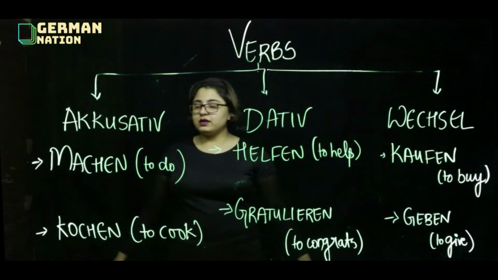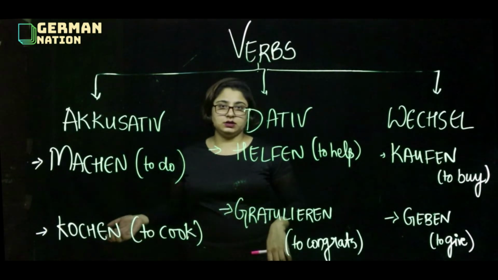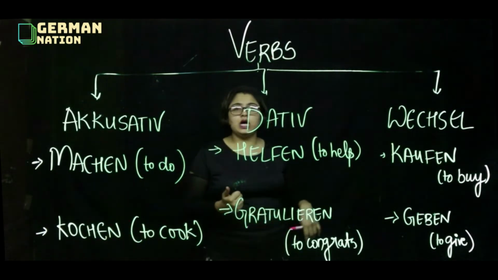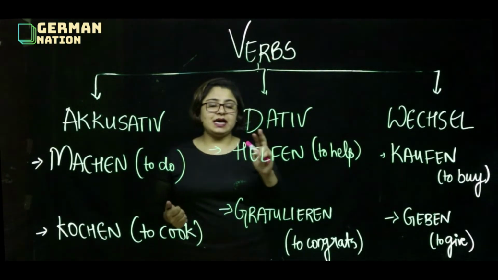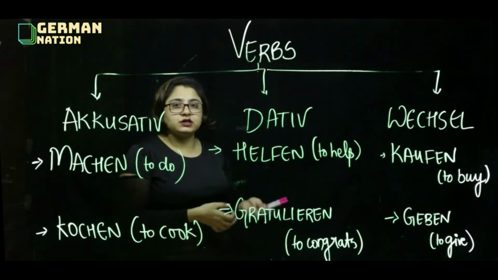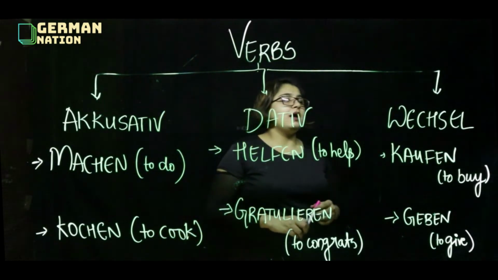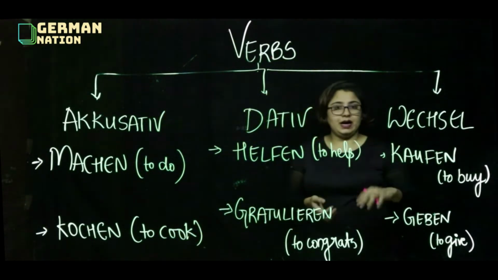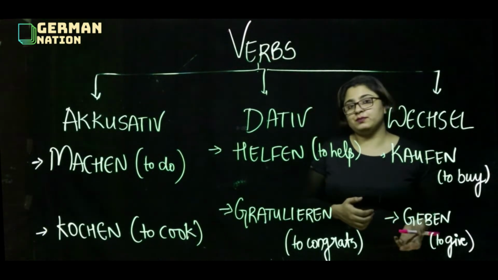Under accusative, I have written two examples, machen and kochen. Machen is to do, kochen is to cook. Under dative, I have taken two examples, helfen and gratulieren. Helfen is to help, gratulieren is to congratulate, to say congratulations. Wechsel verbs: kaufen is to buy and geben is to give.